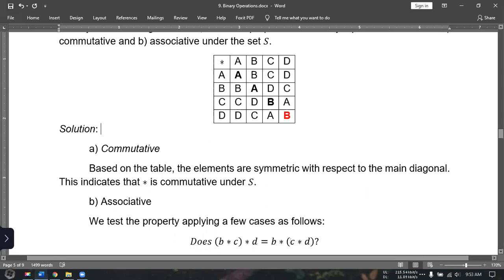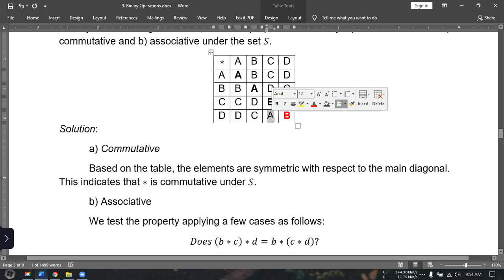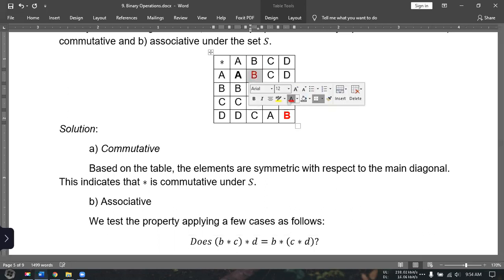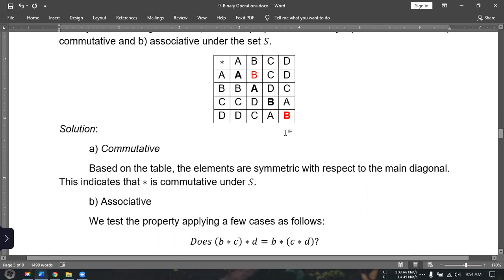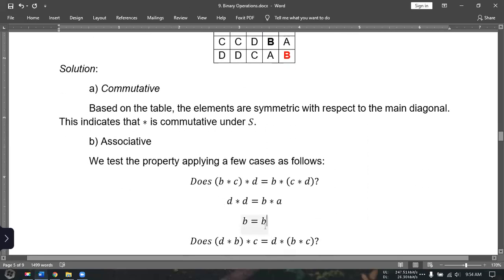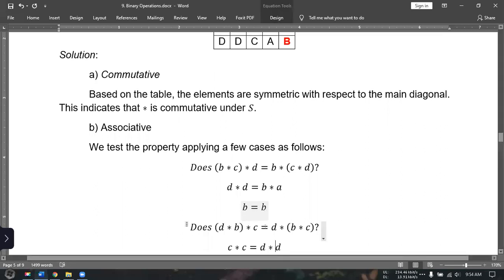Now, for the right side, we start first with the operation inside the parentheses. We have C star D. C star D is A. And B star A is B. So the solution for the left side of the equation is equivalent to the solution for the right side. Therefore, for this case alone, this is associative. And let's test another case.